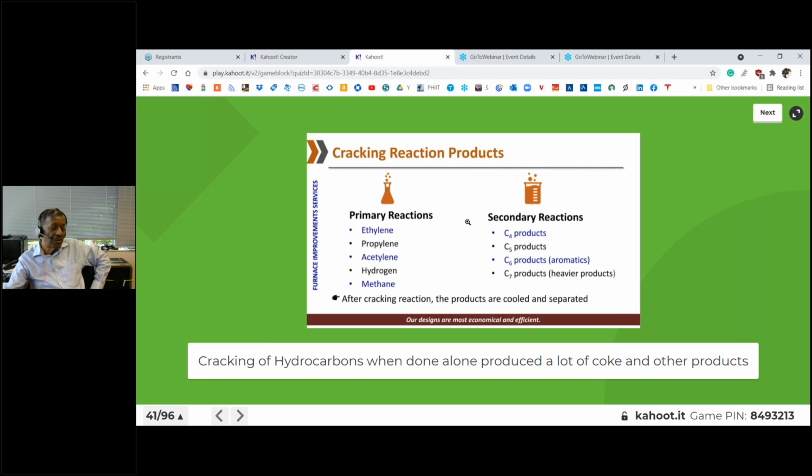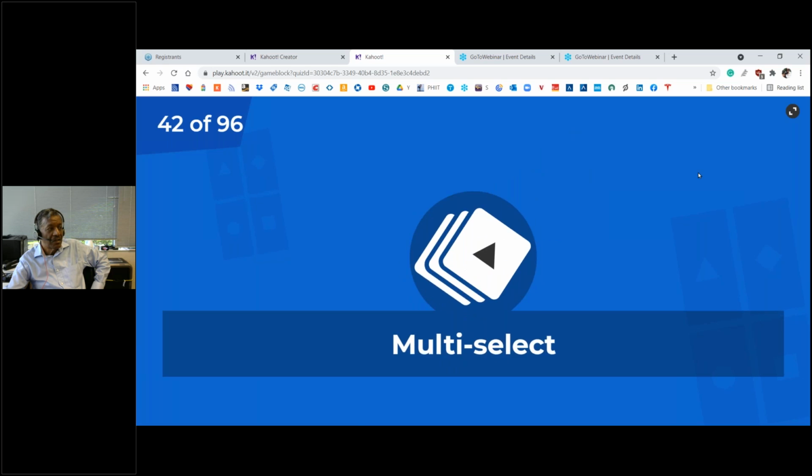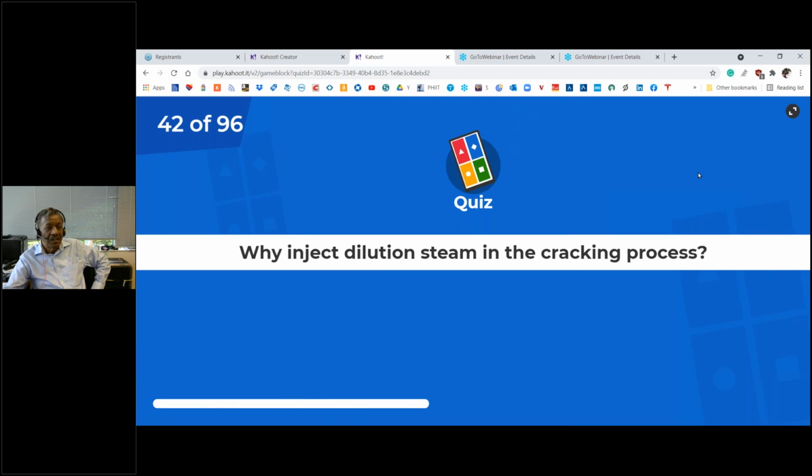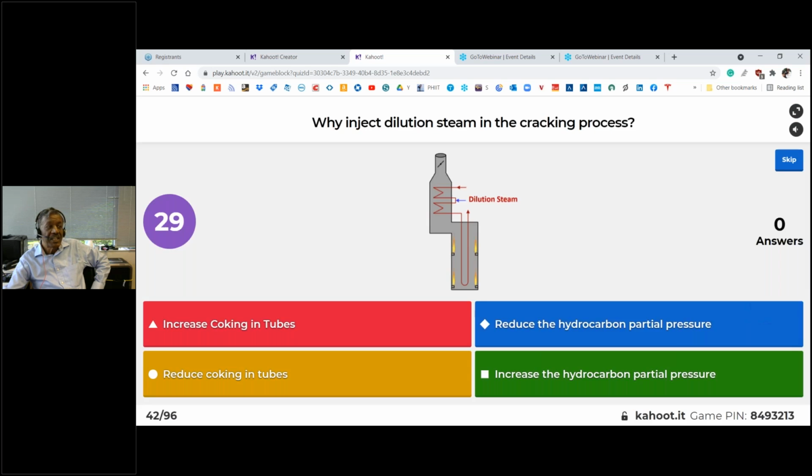So all these reactions which you saw, the hydrocarbons were acting on their own actually. And what engineers or the scientists found was that when they were cracking hydrocarbons alone, they were producing a lot of coke and other products. So then they said, okay, let us introduce steam. Let us inject dilution steam in the cracking process. Tell us what will happen when you put dilution steam. What role does it play?